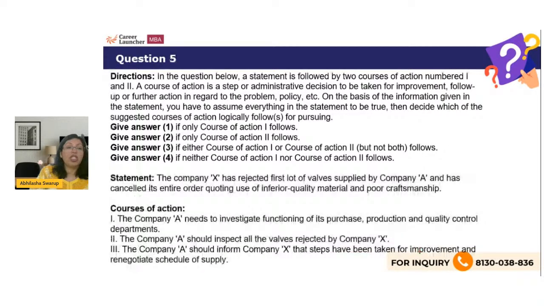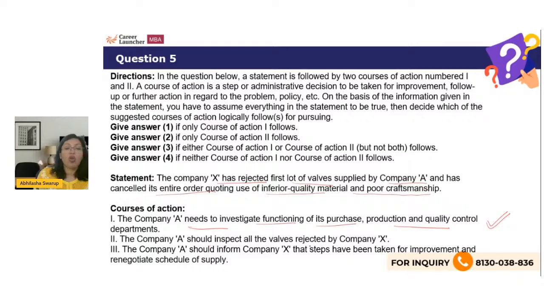Let's look at the next question. So the company X has rejected the first lot of valves supplied by company A and has cancelled its entire order, quoting use of inferior quality material and poor craftsmanship. Okay, so company X had ordered some valves from company A and company A has given some valves. They rejected the first lot and cancelled the entire order. Now, what does company A need to do? It needs to investigate the functioning of its purchase, production, and quality control department. Yes, why not? They need to.